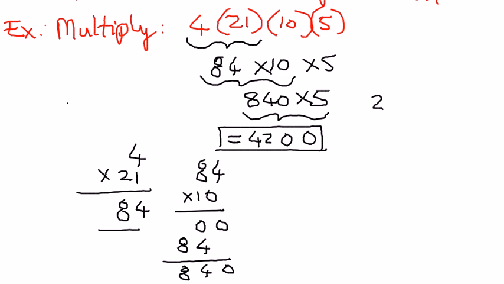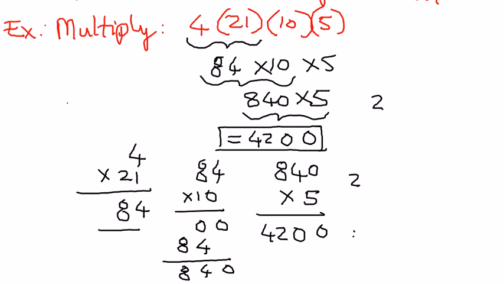And then we take 840 and multiply by 5. 5 times 0 is 0. 5 times 4 is 20. 8 times 5 is 40, plus 2 is 42.